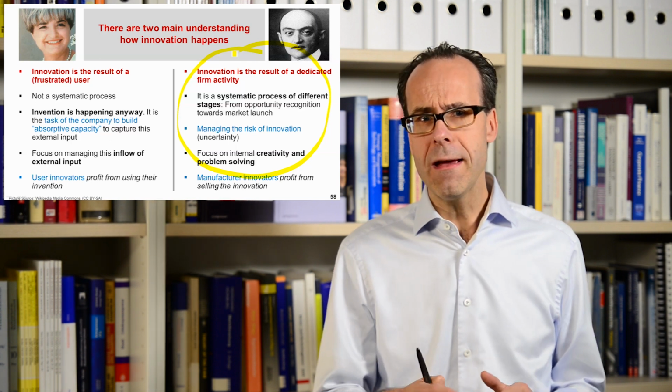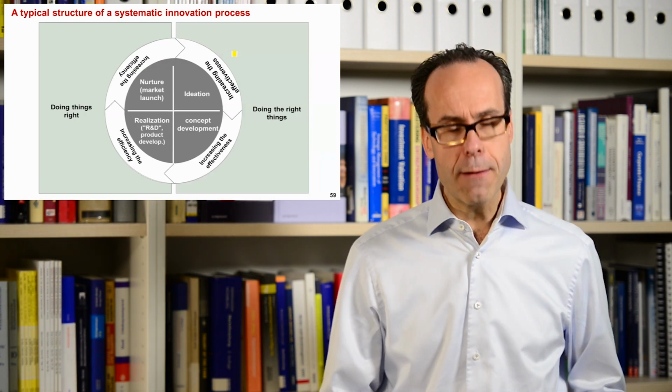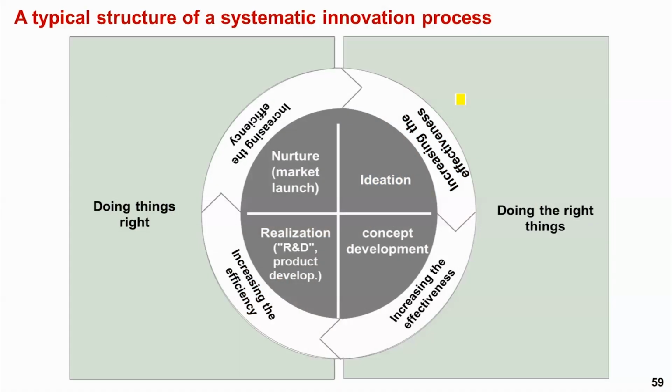Okay, let's say we are a firm and we want to innovate out of our own activity. Then we normally follow a process of innovation. We'll come back to this in a minute, but the idea is that companies engage in a stream of activities starting with what we call ideation, idea generation, opportunity recognition. We evaluate these ideas and we develop so-called concepts. Concepts are not ready products, but are a combination of an idea and a technical solution how to solve this idea.